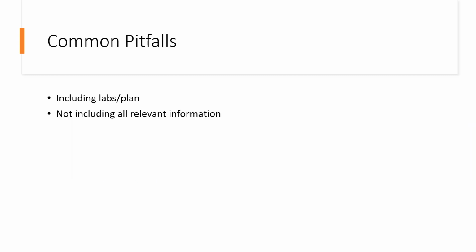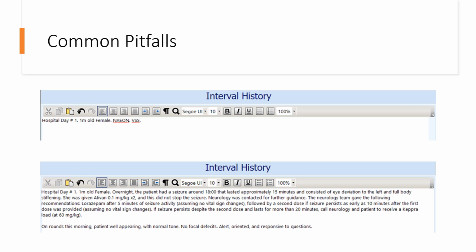Not to sound like a broken record, but again, you do not want to duplicate work in your interval history. A common error is writing plans or exam findings in this section. That comes later in the note. On the flip side, make sure you're writing enough. Avoid prohibited abbreviations and include all of the relevant interval history.